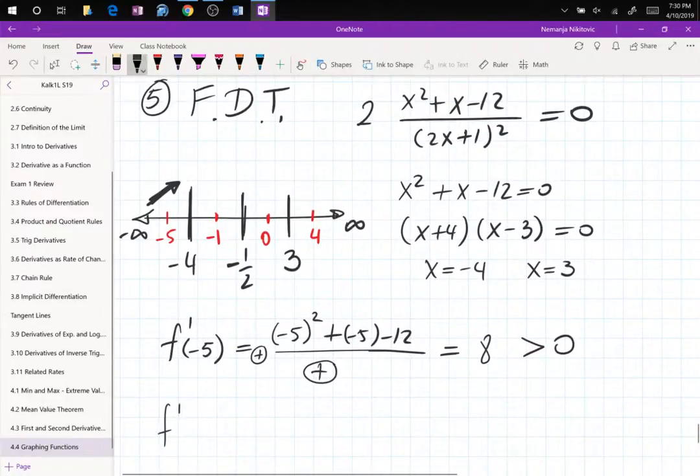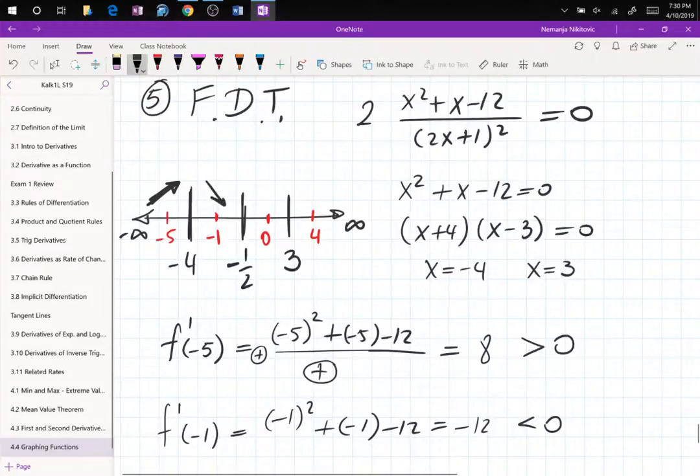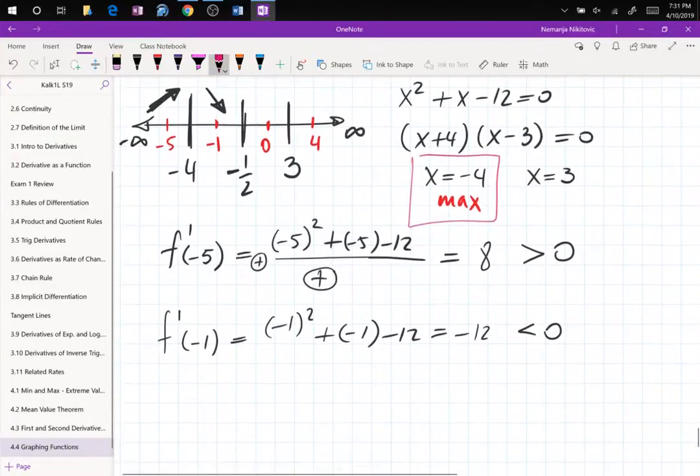Then we go and take a look at negative 1. I have negative 1 squared plus negative 1 minus 12. This is going to be what? 1 minus 1, 0, negative 12, less than 0, decrease, and there it is, my maximum, my max at negative 4. I gotta get the value for this thing, but, you know, give it some time.